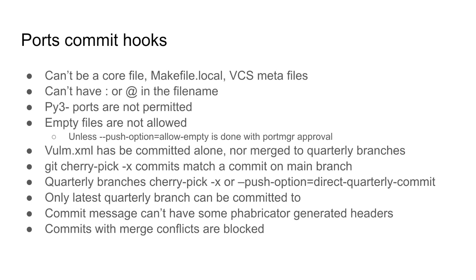So I have the whole big long list here. Basically, there's a number of file names that the ports tree is trying to move away from. So you're not allowed to commit ports that have those file names in them. And these are things like core or Makefile.local, which should never be in the repository. A long time ago, we would use colon or colon colon or at to separate path components in patch names. We don't do that anymore, so we have a commit hook for that.